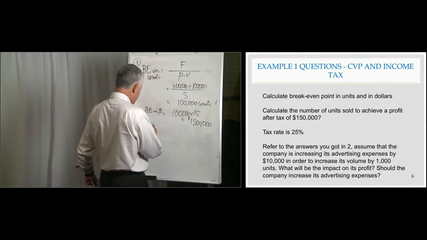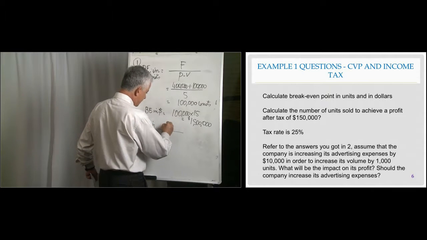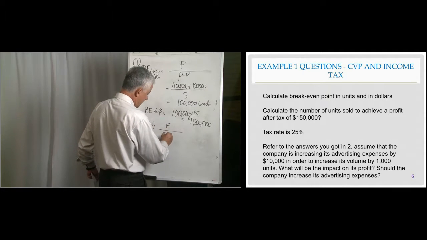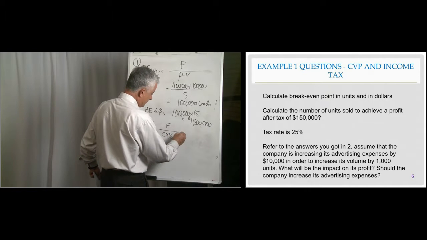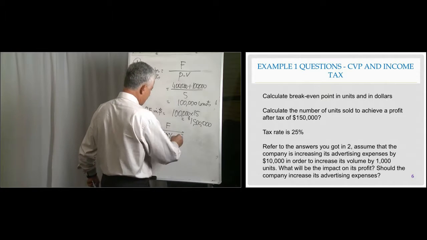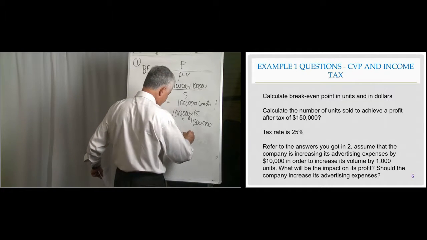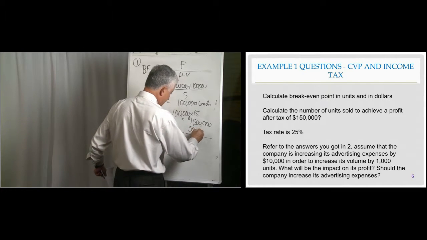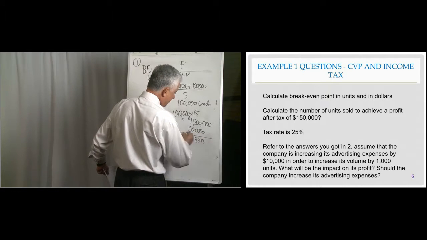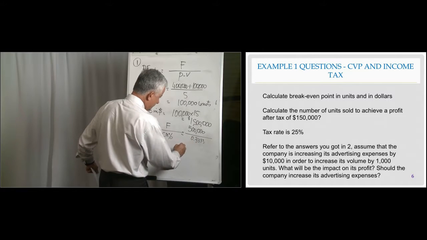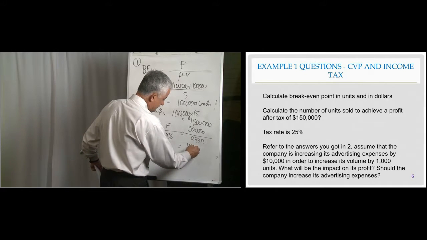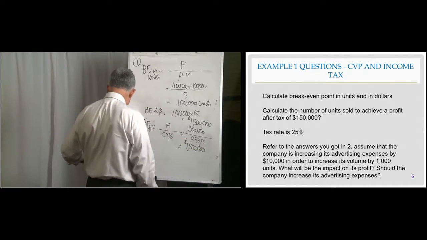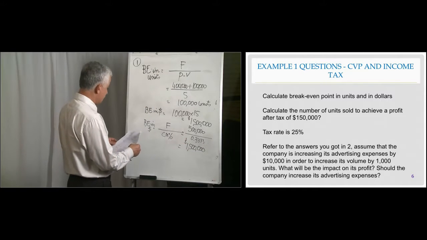Or break-even in dollars, the formula would be the fixed cost divided by the contribution margin ratio, right? We calculated earlier the contribution margin ratio, which is 33%. So it's going to be $500,000, the fixed cost, divided by 0.3333. Okay, you get something closer to 1,500,000. That's the break-even in dollars and in units.